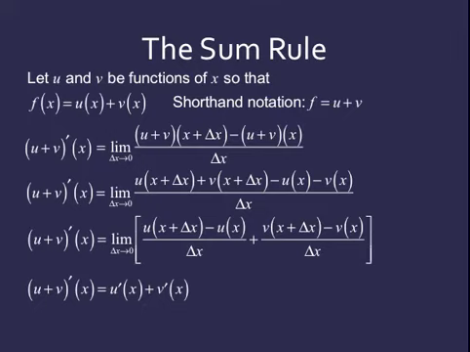As an example, we'll take that f of x is equal to sine x plus x squared. Now the differential of sine x is cos x, and the differential of x squared is 2x. So the differential of their sum, sine x plus x squared, will be f dash of x is equal to cos x plus 2x.